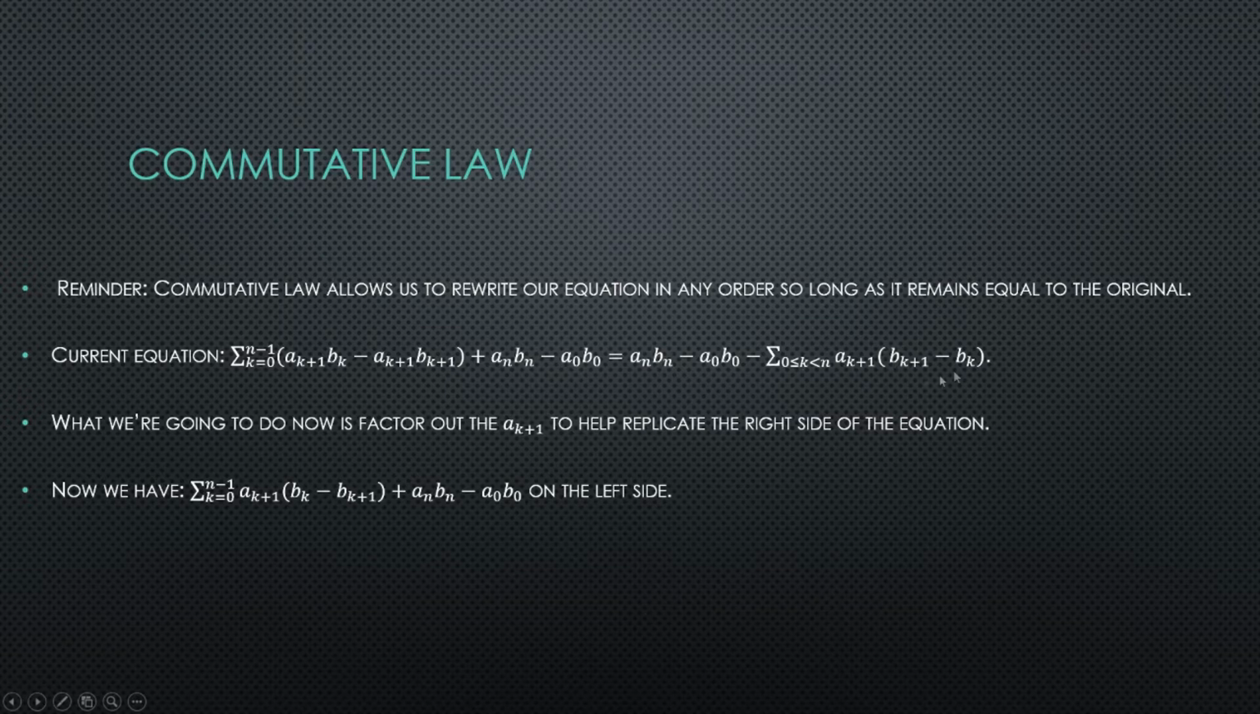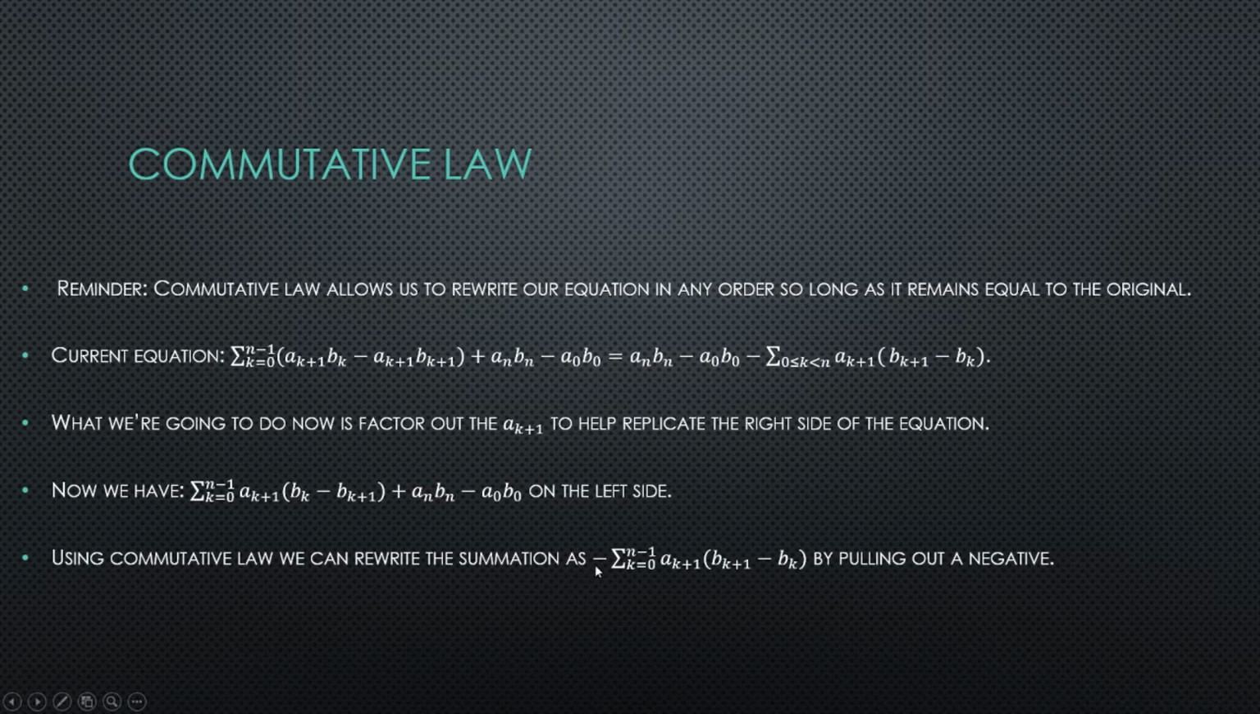As you can see over here, we have the b sub k plus 1 minus b sub k. So what we're going to have to do, like I said, is use the commutative law to flip these numbers. Like I said earlier, the -1 plus 1 is the same as 1 minus 1. So we're going to pull that out. So we'll have a negative summation of a sub k plus 1 times b sub k plus 1 minus b sub k. Mic drop. This is where we solve the problem.